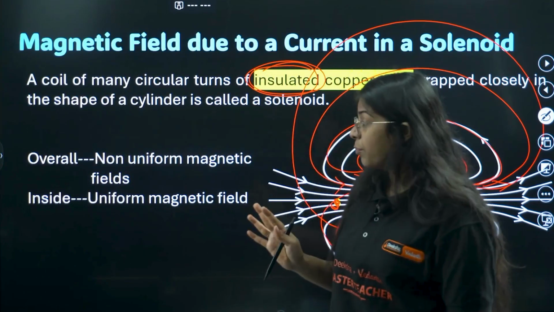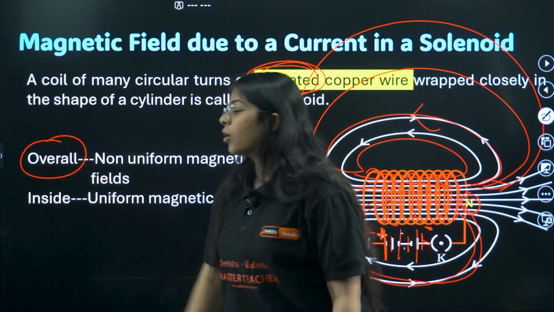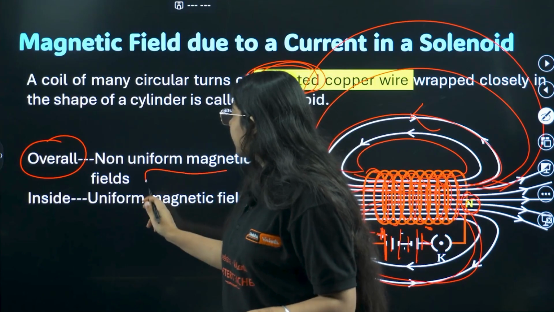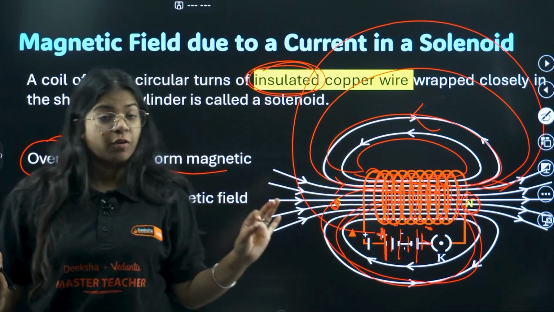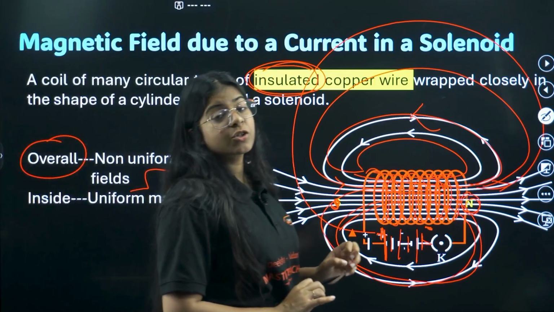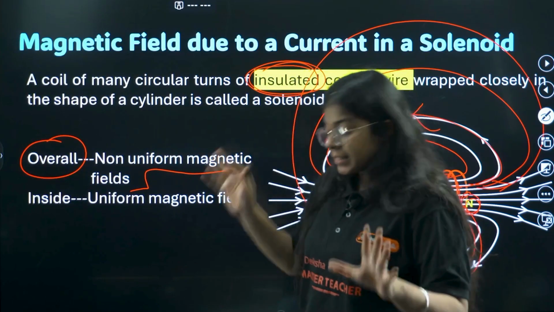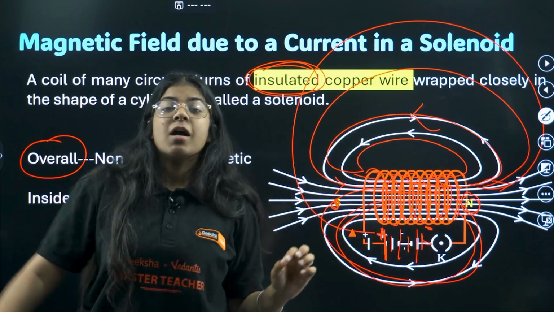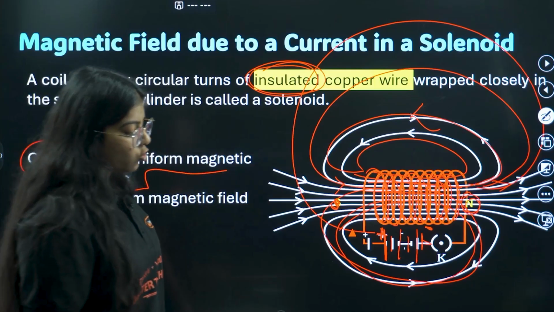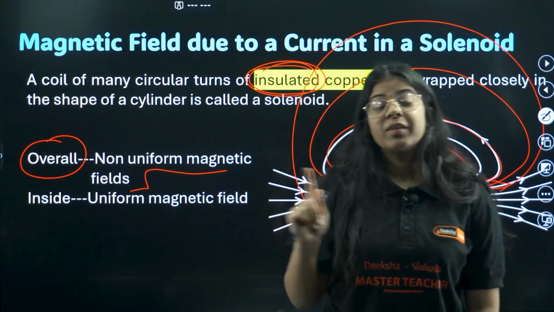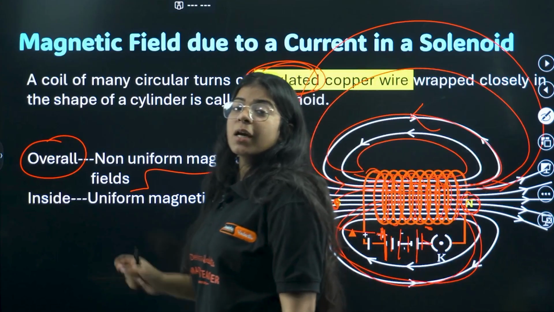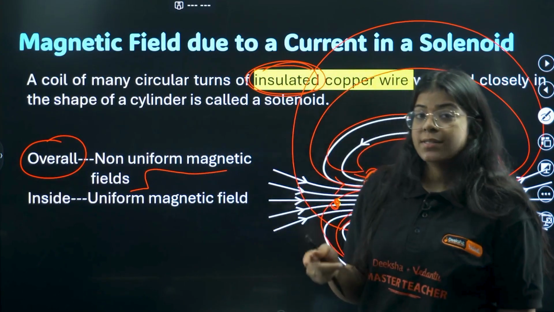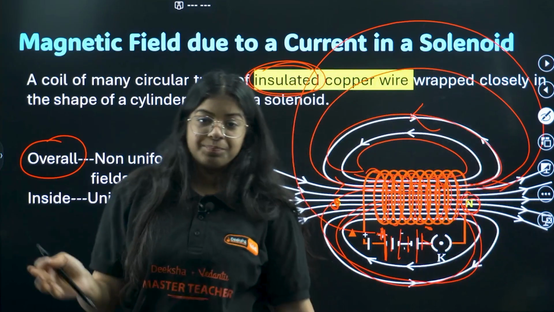So remember, this is a very important question. Overall, including outside and inside of the solenoid, the magnetic field of a solenoid is non-uniform. But if someone asks you what is the magnetic field inside the solenoid, uniform or non-uniform, you will say it's uniform. Why? Because it's inside the solenoid. Outside the solenoid, the magnetic field will be non-uniform, and hence overall also the magnetic field of a solenoid is non-uniform, but inside it's uniform. Okay, understood?